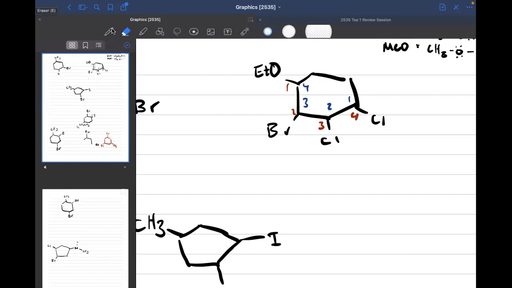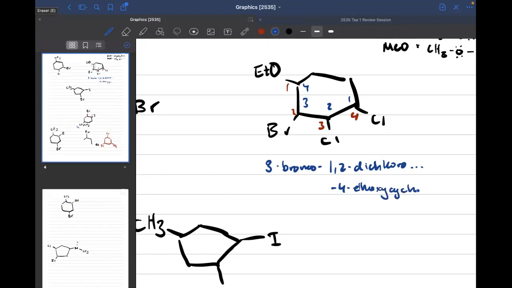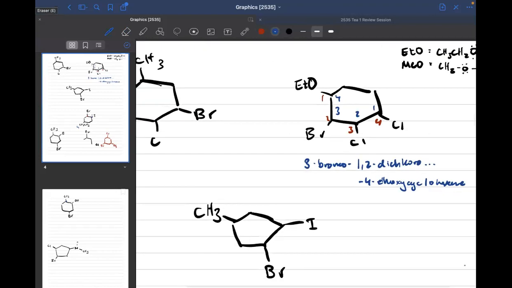I know I'm doing it in red. Let me keep it consistent. 3 bromo, 1, 2 dichloro. I'm just doing 3 dots just to keep it going, but there's no actual space. Dichloro, 4 ethoxy, cyclohexane. It should be an L. I'm sorry about that. Okay, cyclohexane.